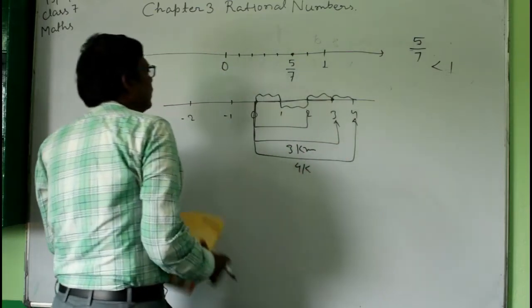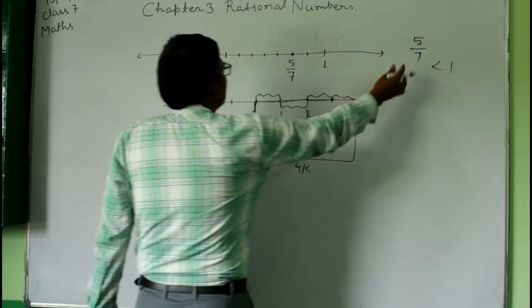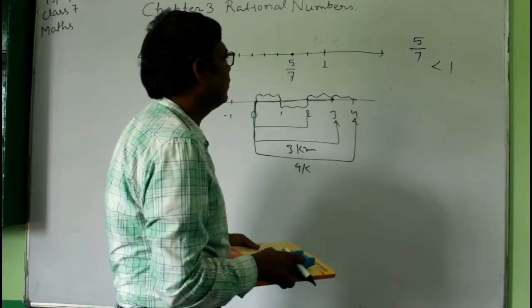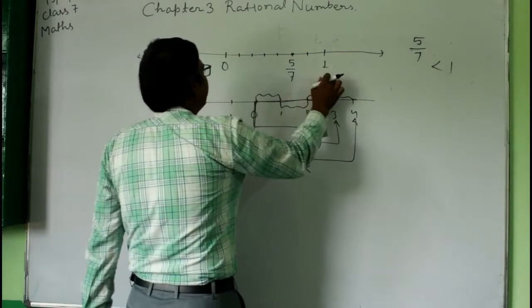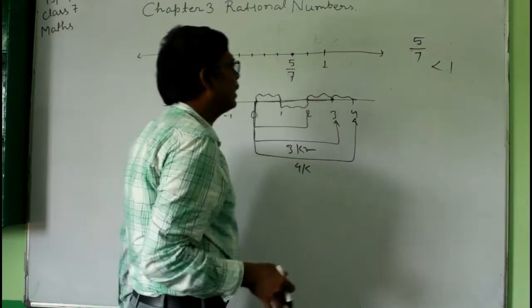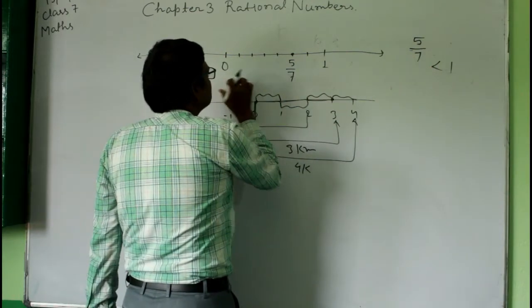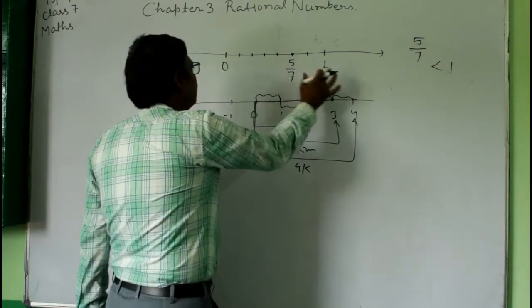In this way, we have to represent this number 5 by 7, and you know that 5 by 7 is less than 1. So this number will lie between 0 and 1. You have to find out between which two numbers the given number lies. If this number lies between 0 and 1, then divide this segment into 7 equal parts. So here I have divided it into 7 equal parts.